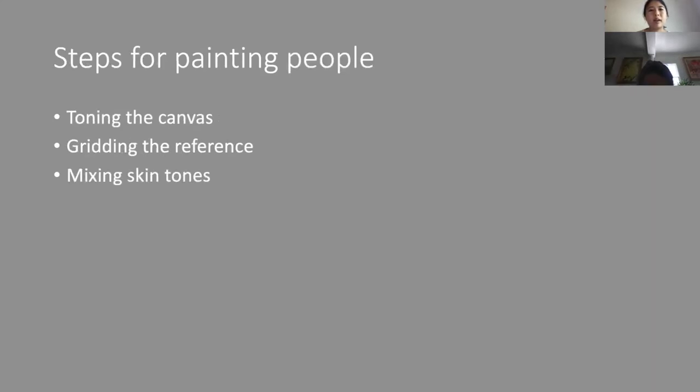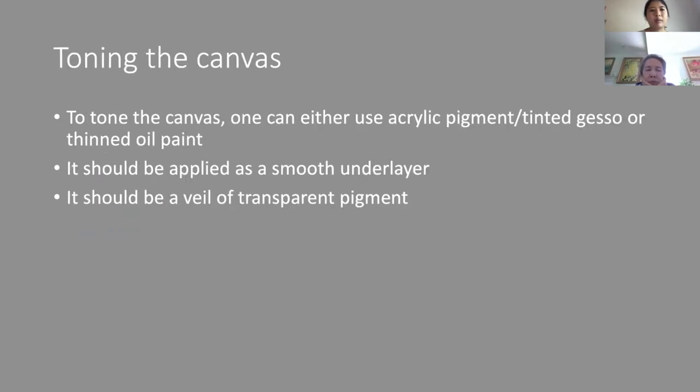And here I looked at a YouTube video and they said the steps for painting people are toning the canvas, gridding the reference, and mixing skin tones. To tone the canvas, one can either use acrylic pigment, tinted gesso, or thinned oil paint. It should be applied as a smooth underlayer, and it should be a veil of transparent pigment.